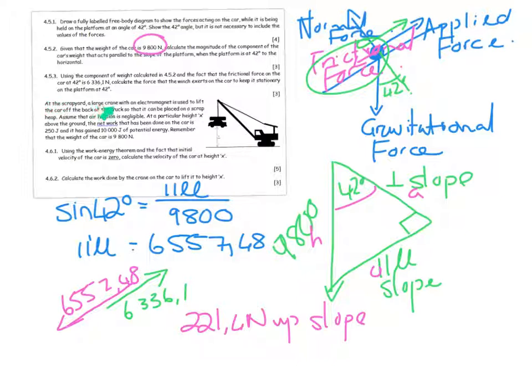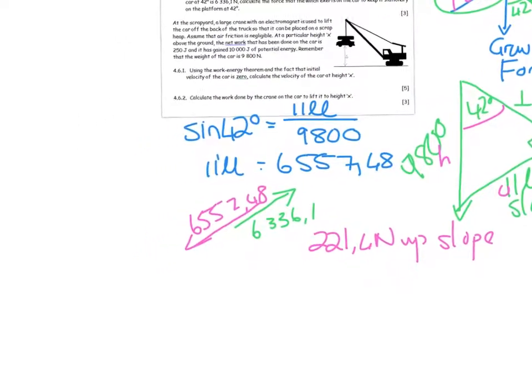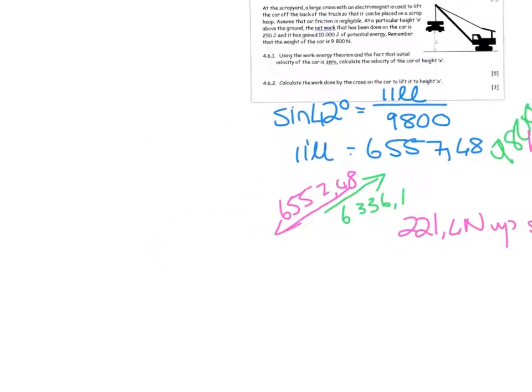At the scrapyard, a large crane with an electromagnet is used to lift the car off the back of the truck so that it can be placed on the scrap heap. Assume that air friction is negligible. At a particular height, x, above the ground, the net work that has been done on the car is given, and it has gained that much potential energy. Remember, the weight of the car was 9,800 newtons. Using the work energy theorem. When they say you're using the work energy theorem, you have no choice. You need to use the work energy theorem.